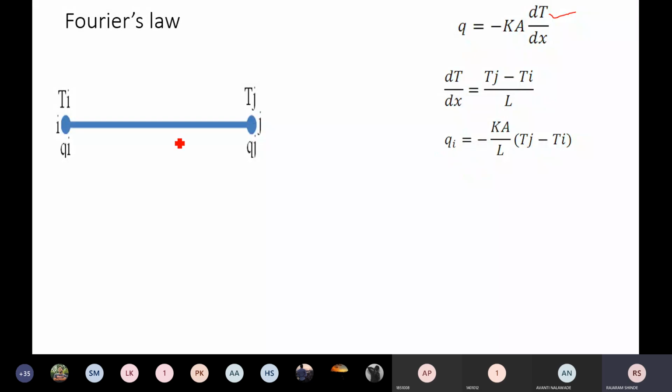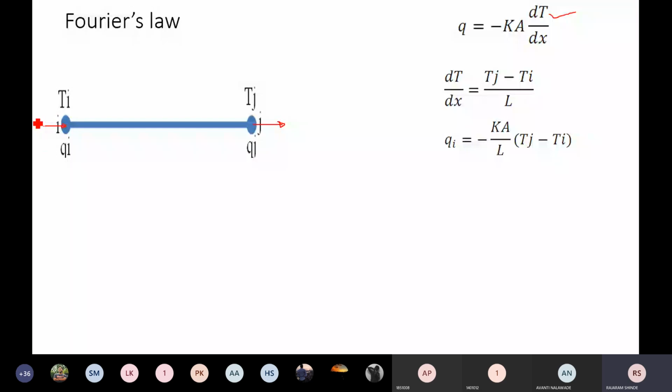Now see here, I have written Qi, which means I am writing this equation for node number i. Here it becomes Qi is equal to minus Ka by L (Tj minus Ti), for node i. Now one thing you have to remember: if there is no convection from the surface, then the heat coming inside the node should be equal to the heat going outside the node. Am I right?